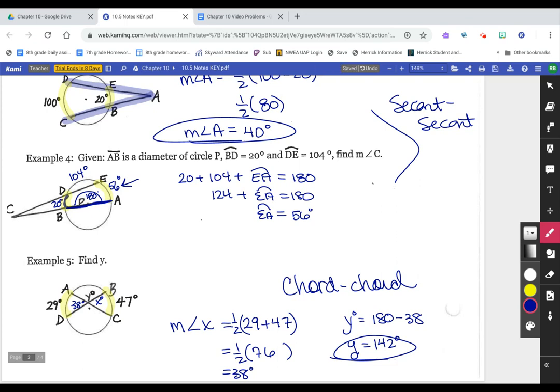And then to figure out the secant-secant angle measurement, the measurement of angle C is going to be half the difference of the two arcs, which are 56 minus 20. So 56 and 20. Half of, what do we have? 36 is going to give you a measurement of 18 degrees for angle C.